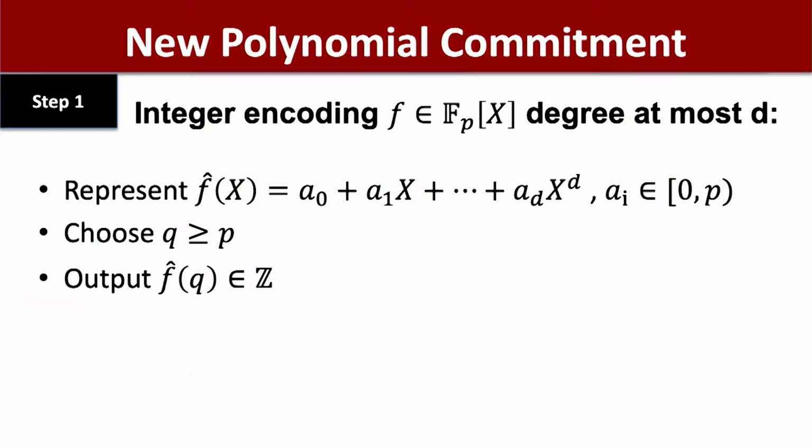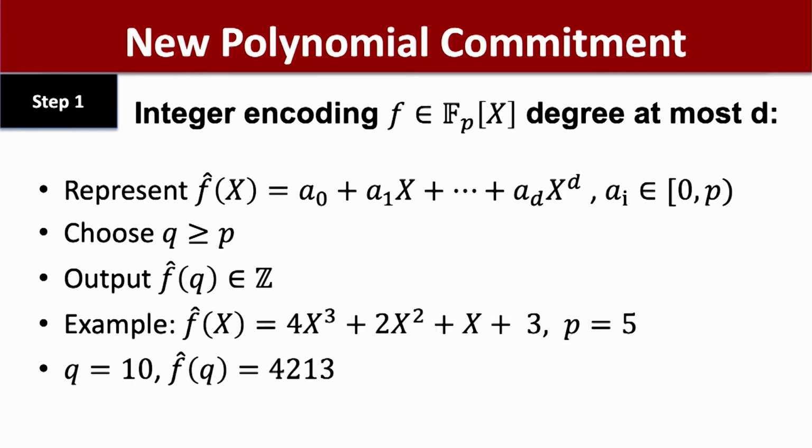I will quickly go over how the DARK commitment scheme works and then how we can improve it. So the core idea of the polynomial commitment scheme, and I already mentioned groups of unknown order, is that we can encode a polynomial as an integer. How do we do that? Well, this is a polynomial over a prime field p, and then we pick a point q that is larger than the prime. Then we can encode the polynomial by simply evaluating the polynomial over the integers at this point q.